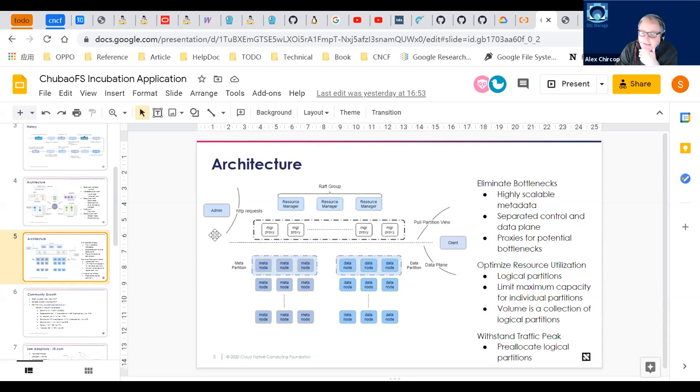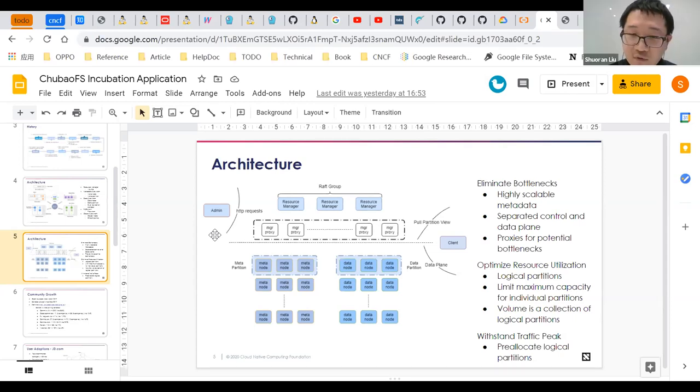No, I think I understand the concept of the data node and the meta partition. I guess what I'm trying to understand is, in the typical use cases where JD or Oppo or some of the other companies are using it in production, are these typically deployed on bare metal nodes or VMs, under some sort of config management, or is it actually deployed as a container or orchestrated in some way?